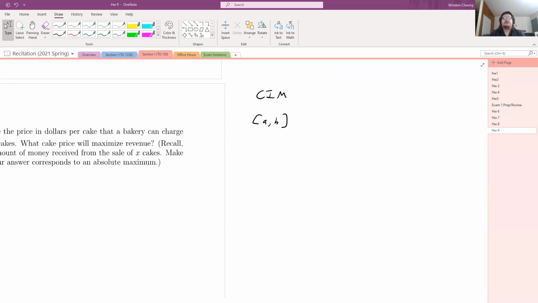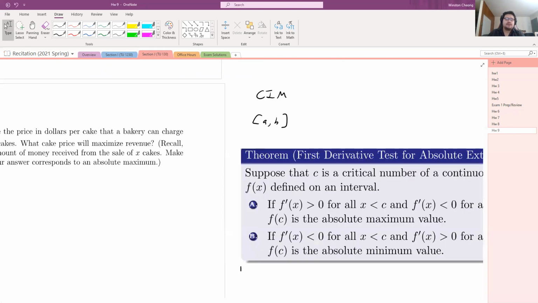But then there's the issue of what if the interval that you have isn't a closed interval? The common example is what if that interval is 0 to infinity? We'll see 2 problems that have that as our interval. Overall, there are two methods. I'm going to copy some of the information about them from the slides, and these are the first and second derivative tests for absolute extreme values.